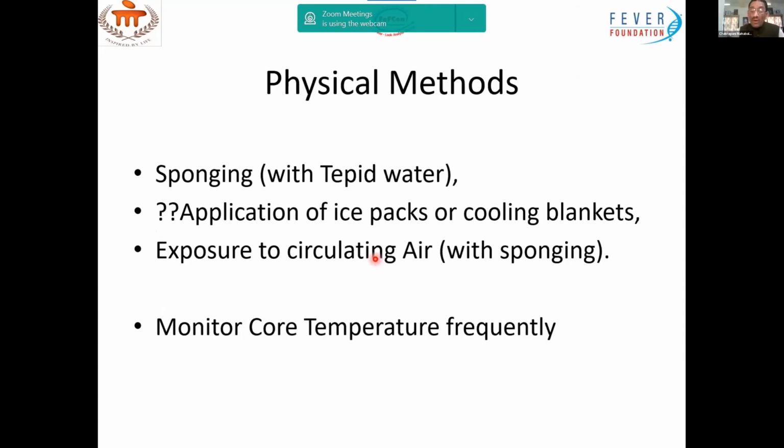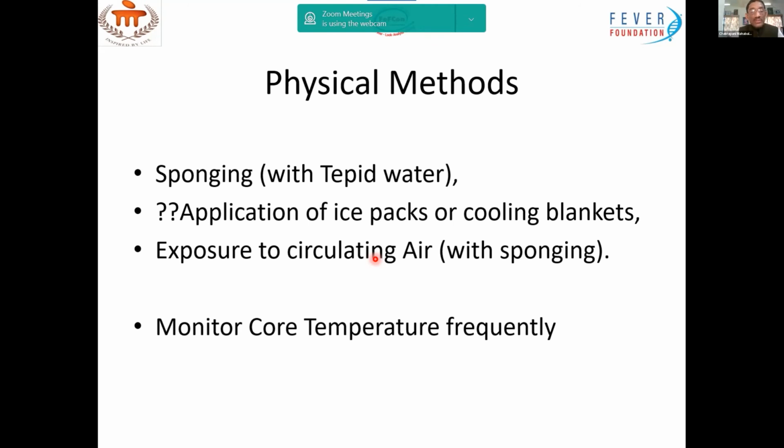Sponging with tepid water, not cold water. Lukewarm temperature is required, because if there's cold water, it will lead to more vasospasm and more chills and more shivering and more temperature. That's why application of ice packs or cooling blankets, which were recommended earlier, are not recommended now, because they will be counterproductive in inducing vasospasm and more shivering and more temperature generation.